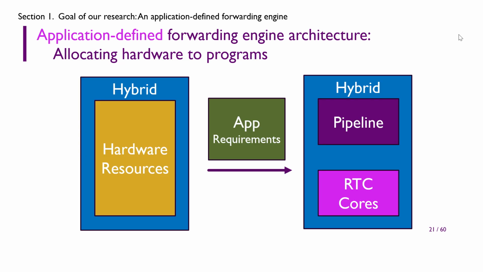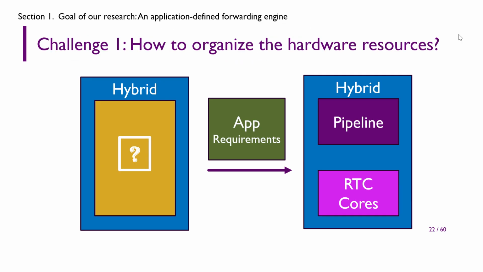In addition to allocating programs to hardware, we also want to allocate hardware to programs. That is, there are some hardware resources on the hybrid chip, and according to the application requirements, these resources are allocated to the pipeline and the RTC. The number of pipeline stages or RTC cores depends on the application requirements.